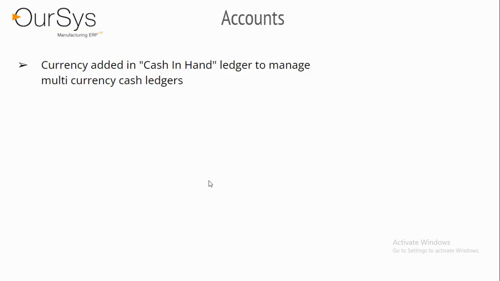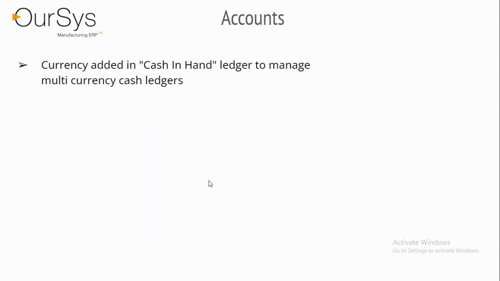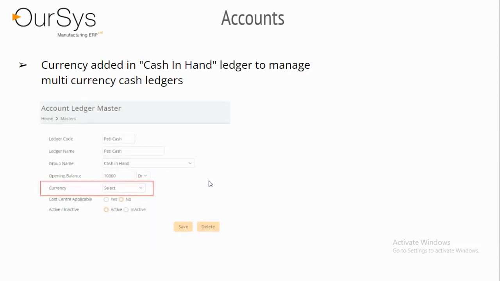The next change we have done is adding a currency in the cash in hand ledger to manage multi-currency cash ledgers. Initially, most companies used to keep multi-currency cash in hand ledgers at their end, but we did not have any control over or way to define multi-currency cash in hand ledgers. So now, if you have a cash in hand ledger group, you can select multiple currencies and save your account ledger.